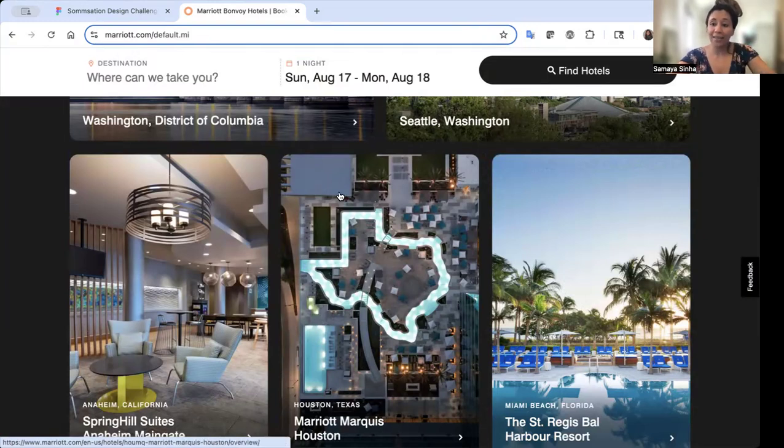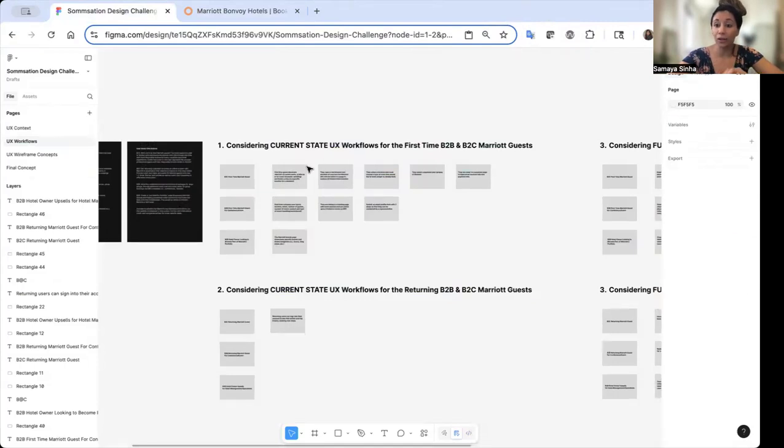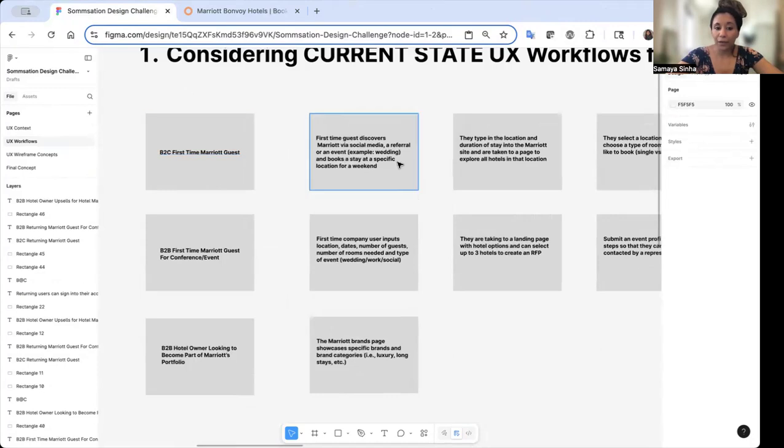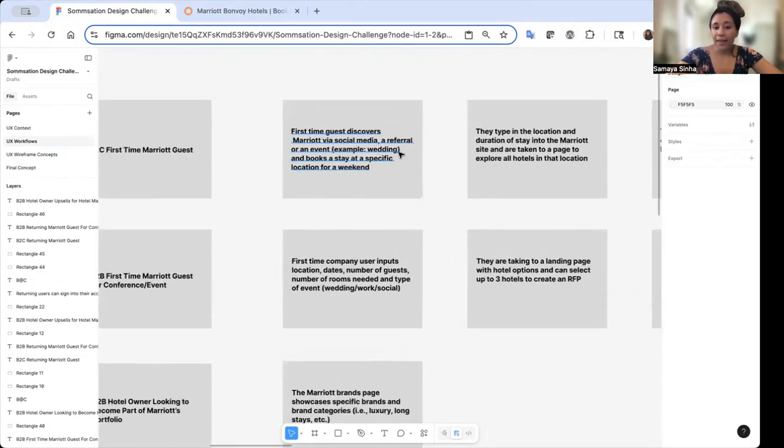And I realized that they were really hiding a lot of valuable information that could be resurfaced on the landing page. And so that is my challenge. And that's what I started to focus on as I started learning more about the Marriott information architecture. So for B2C first-time guests, maybe they discover Marriott through social media or a referral. I discovered Marriott through going to a wedding and having to stay at a Marriott location with other wedding guests.